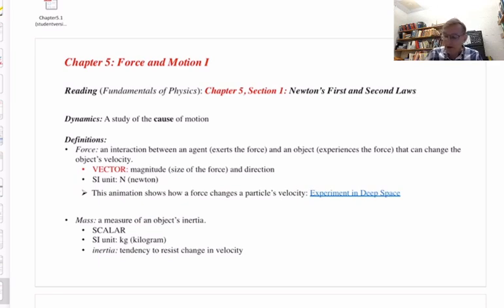That field of study, that part of the study of motion that looks at the cause of a motion, is called in physics dynamics. So we are now moving from kinematics to dynamics. We'll still use what we studied in kinematics, but now we're going to add new ideas. Dynamics is the field we're studying.